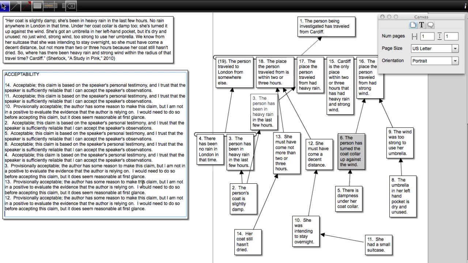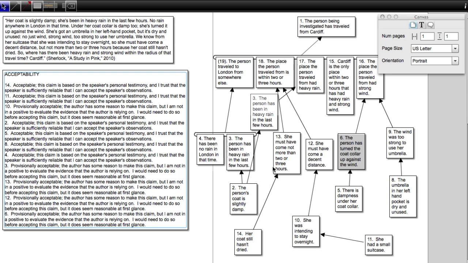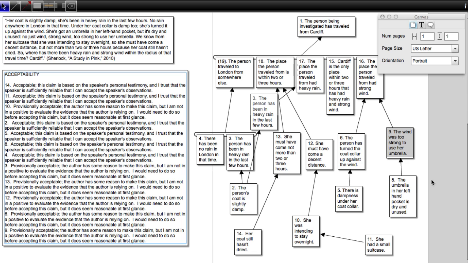6, the same thing. Now this is important. Look, the person has turned the coat collar up against the wind. I'm going to accept this provisionally because the author didn't see the person do that. The author is concluding that from some other observations. Same thing with 9. So a lot of provisionally acceptable claims here that I would probably evaluate differently if I had all 3 criteria under my belt that I'd be using.